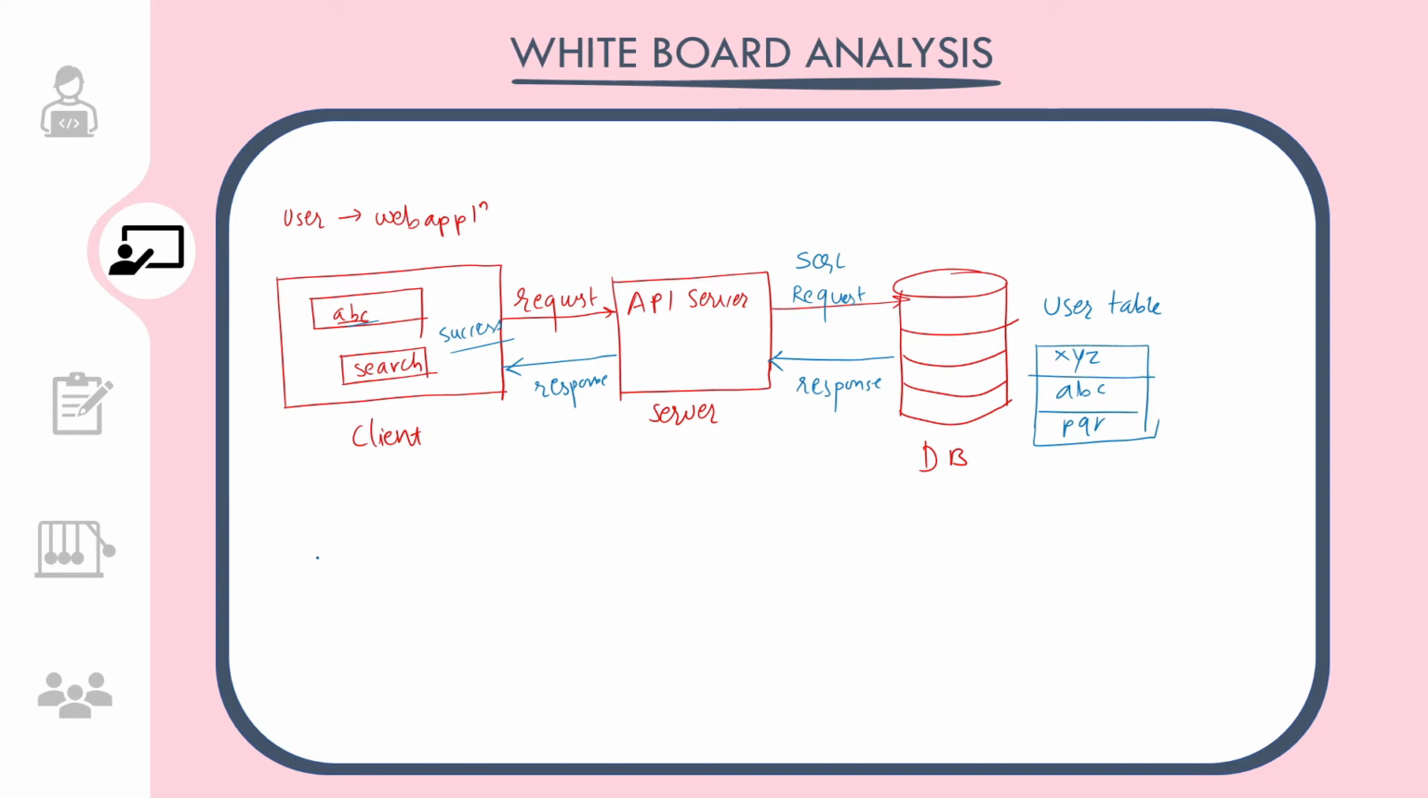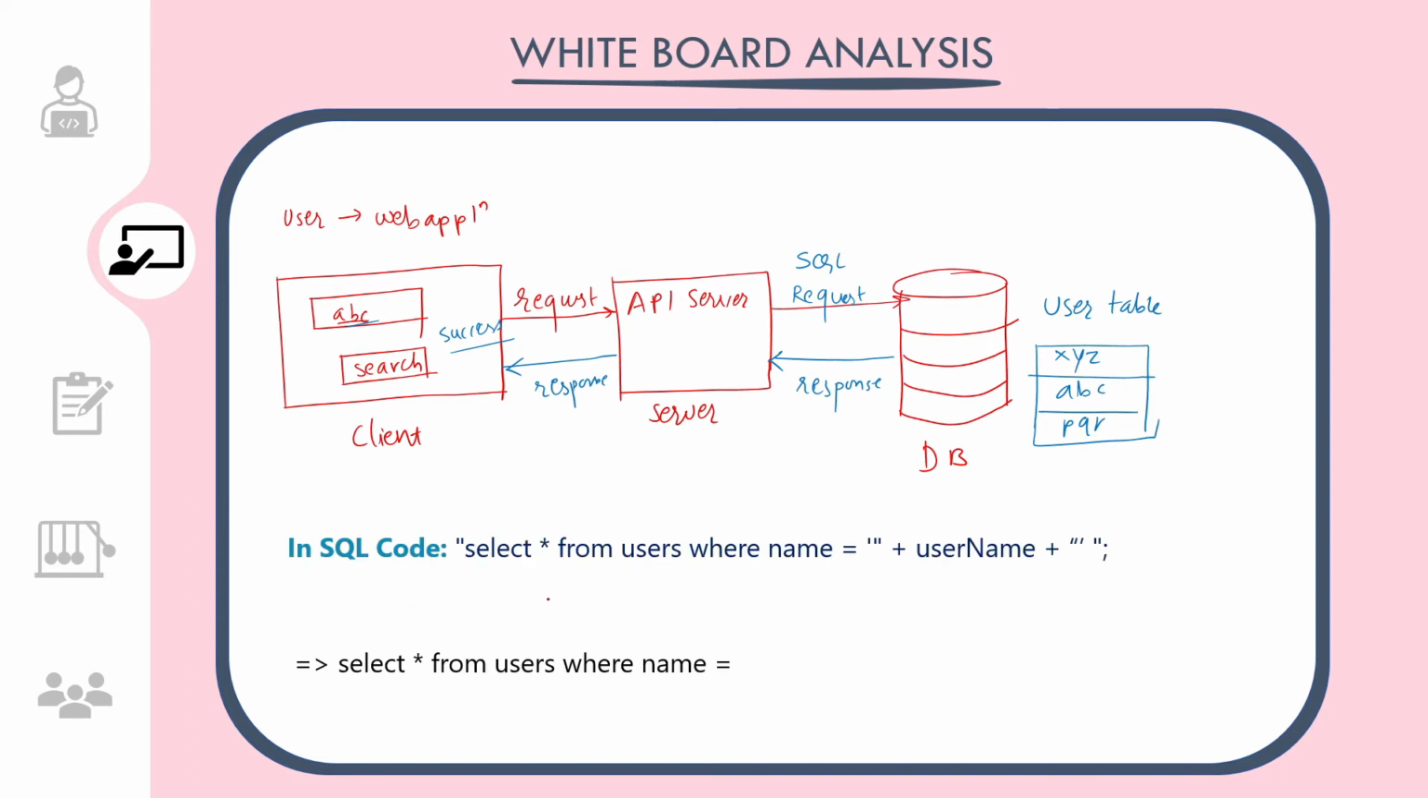Further on, if we consider an example, suppose we use the same users table which we saw in the example. Ideally, in the SQL code, the query will be written as select star from users, the table name, where name is equal to the input which we are going to send. It will be parameterized in such a way that any input present in this text field will be taken into the query.